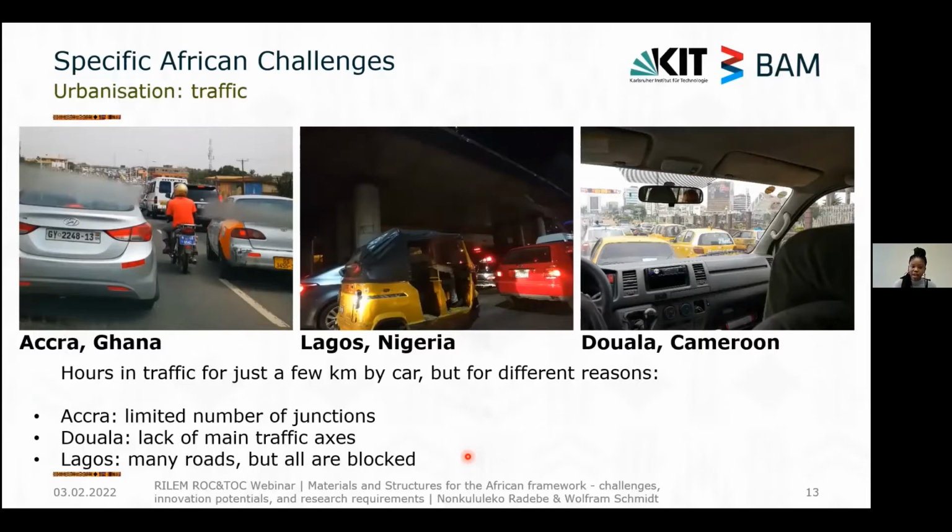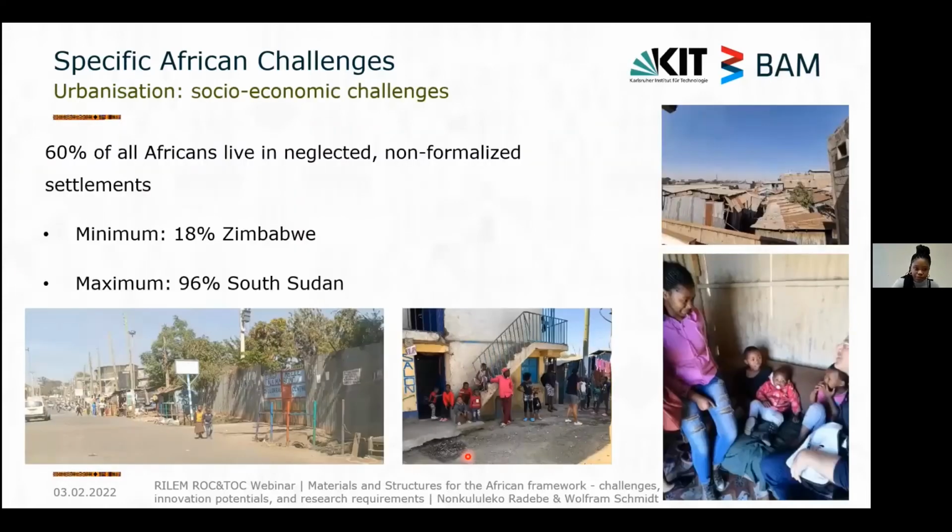For example, in Accra, you have a limited number of junctions. And then in Douala, you have a lack of traffic axes. And then in Lagos, although there are many roads, so there are different layers even of roads, you always have roadblocks on all different layers. So this is one problem that you can see in all different cities, but at different scales.